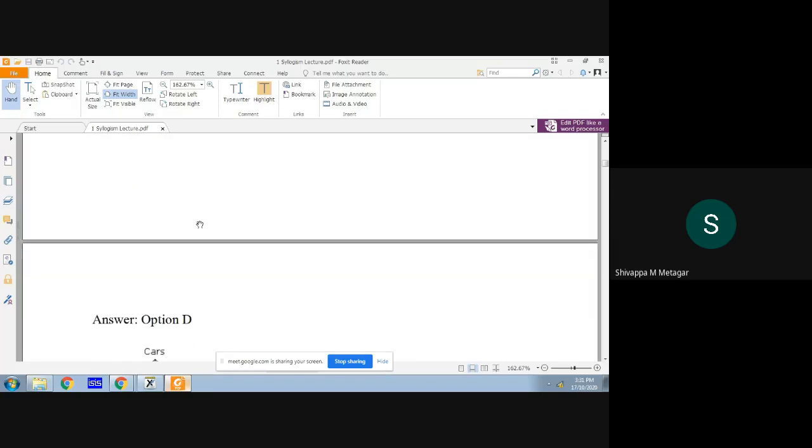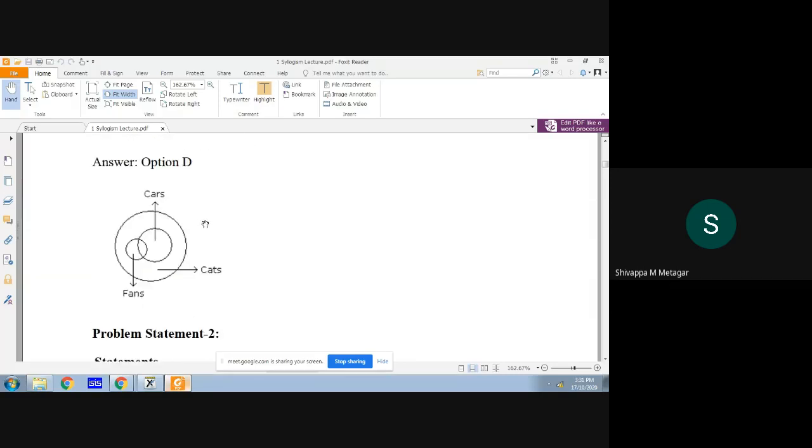Next, you can go to the next problem statement. You can see here the solution for the first one. What is the problem statement they have given? The first one is all cars. This is the car part. The second circle is cats, and this is fans. All cars are cats. This is a car. All cars are cats, and all fans are cats. Fans are inside the cat, but not inside the car.